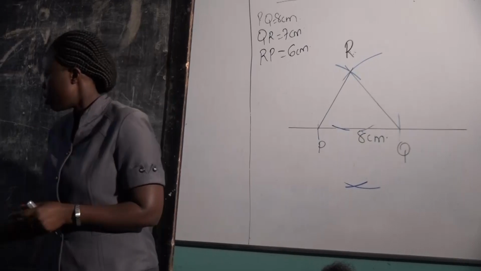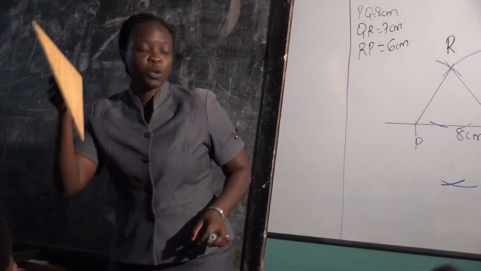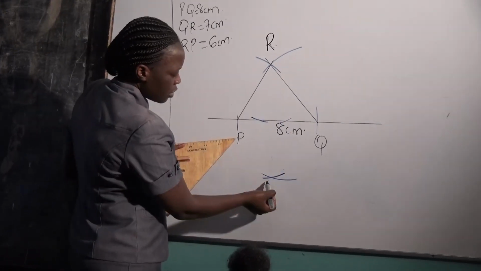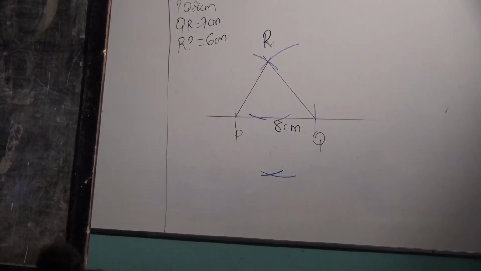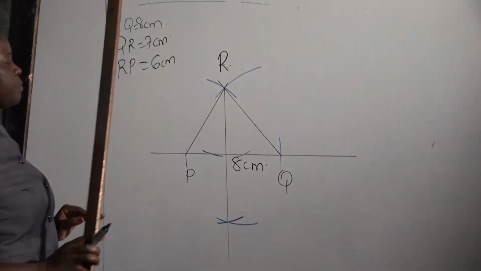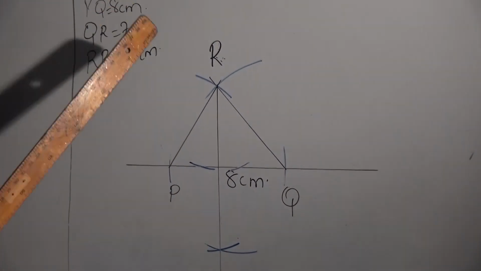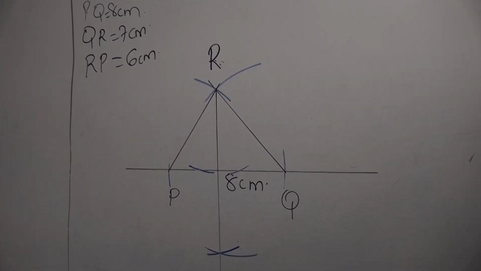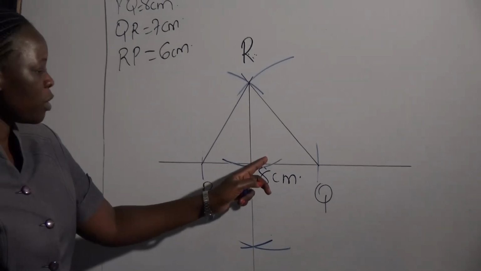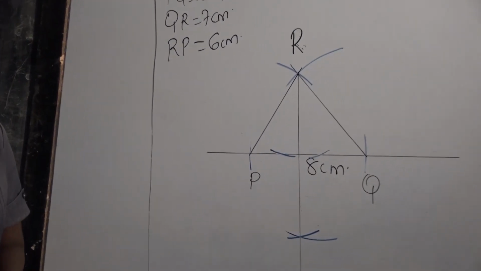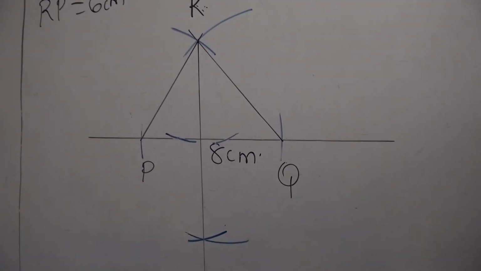Once you do that, what do you do? You use your ruler and join from R through to this. So let me use a longer ruler so that we don't. Yeah. So you will be joining like that, and that is it. So join from R to the arcs that you created down there. You will notice that this angle will be what? How many degrees? 90 degrees. We've just done one altitude.